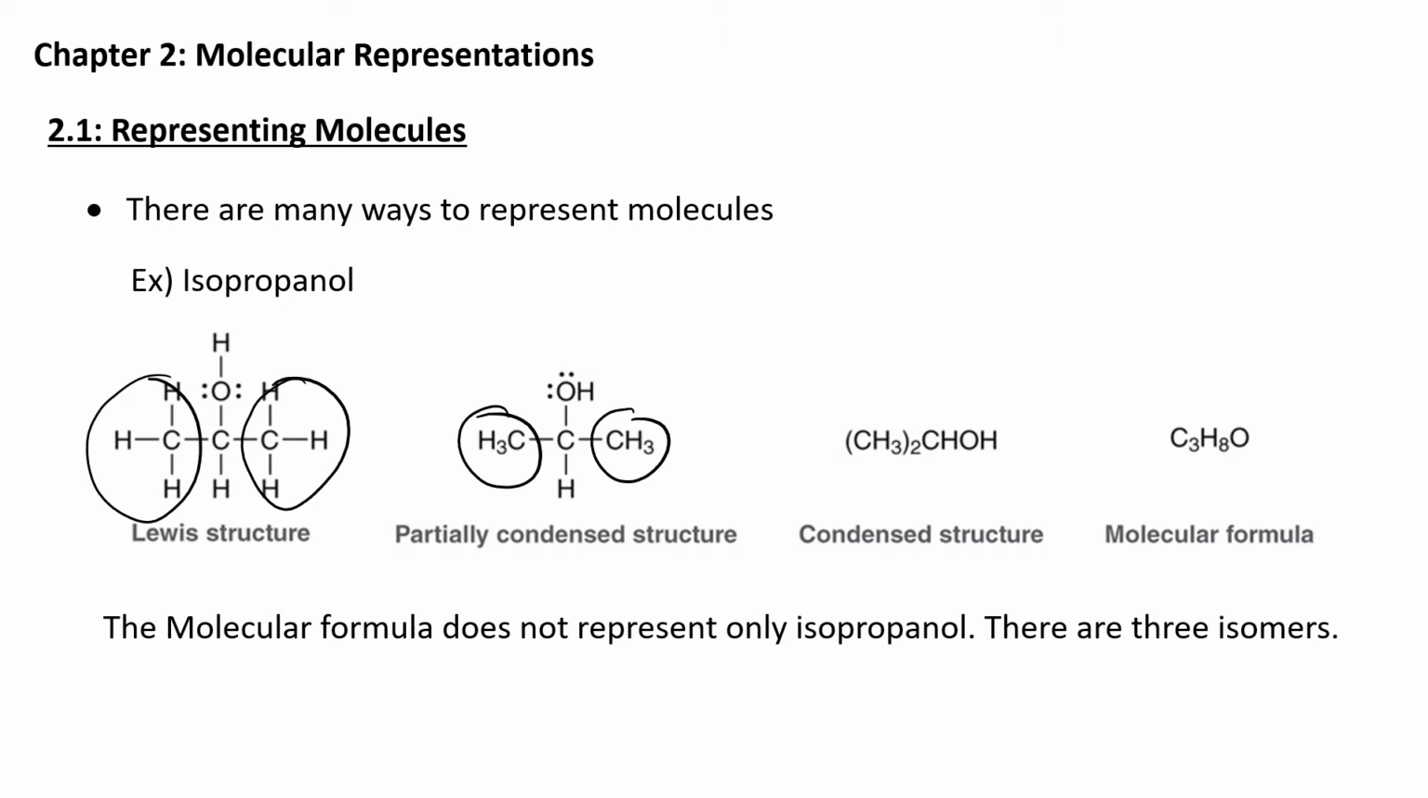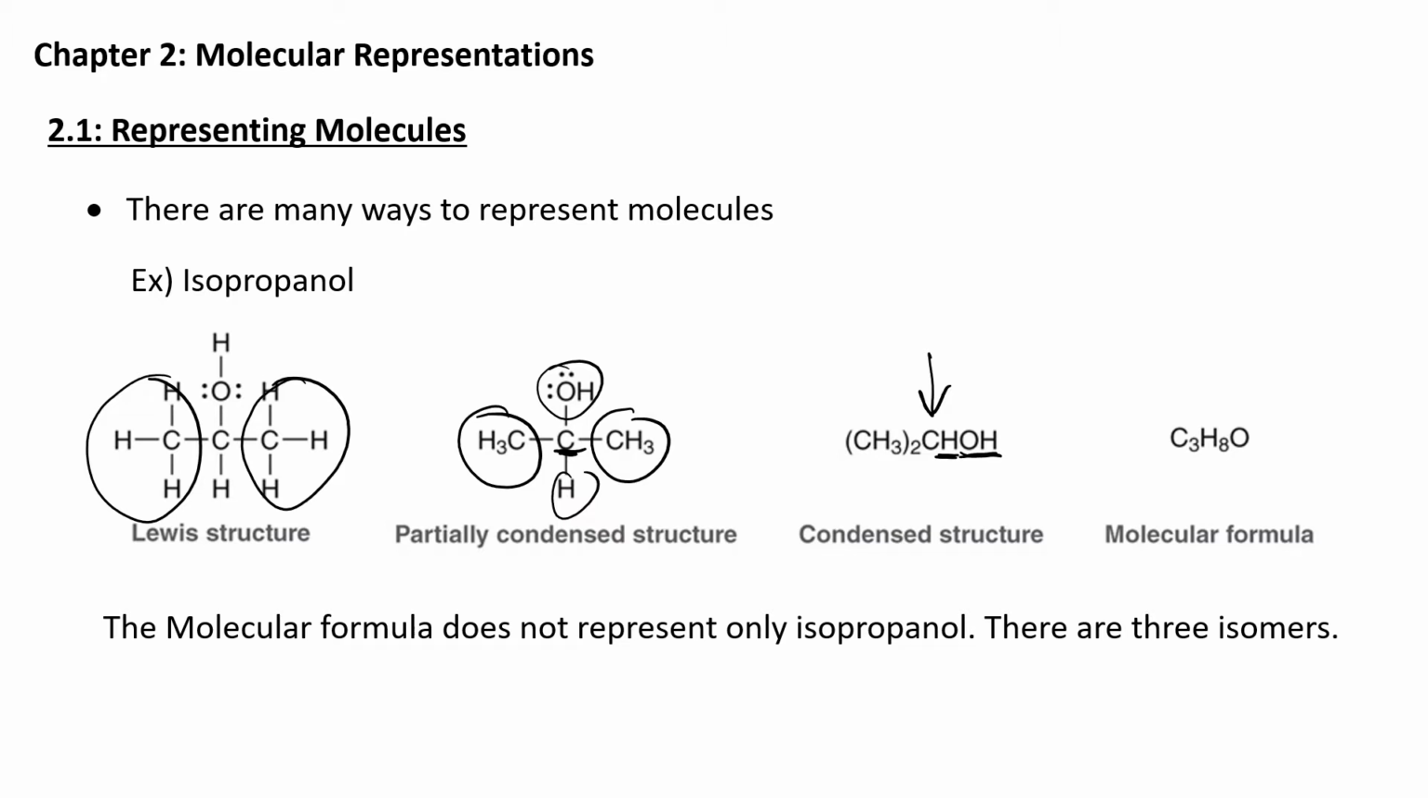A condensed structure shows us that the CH3 groups are both attached to this carbon here. And because there's two CH3 groups, two identical groups attached to the same carbon, we can put them in parentheses. That carbon is also attached to a hydrogen, which is shown, and we put it in order. And then that carbon is also attached to an OH.